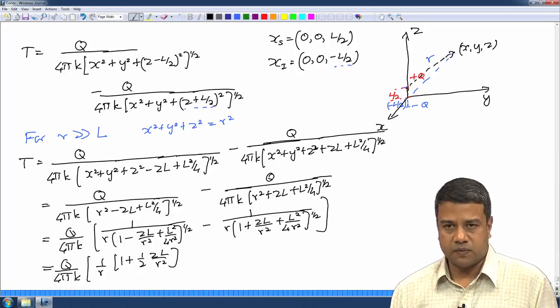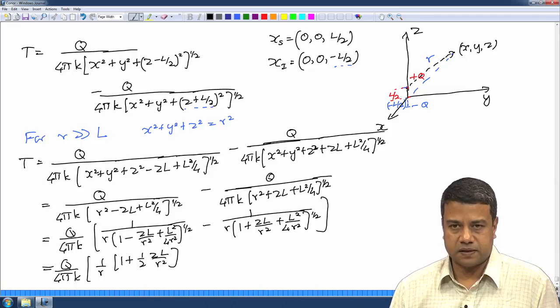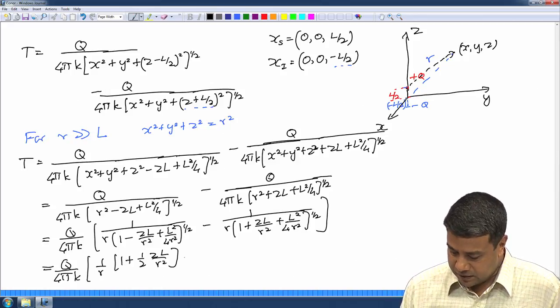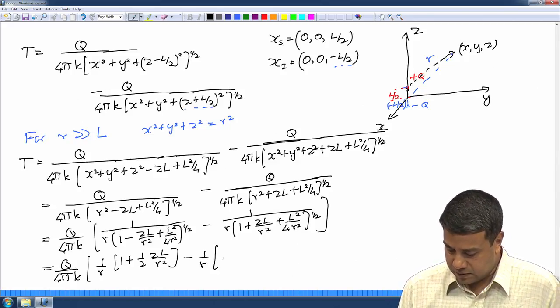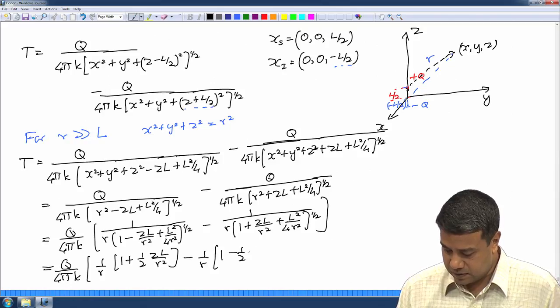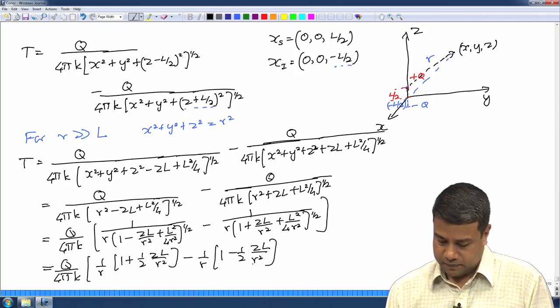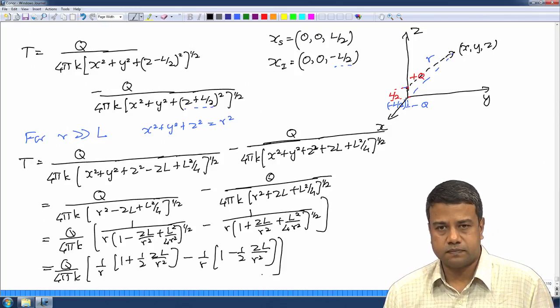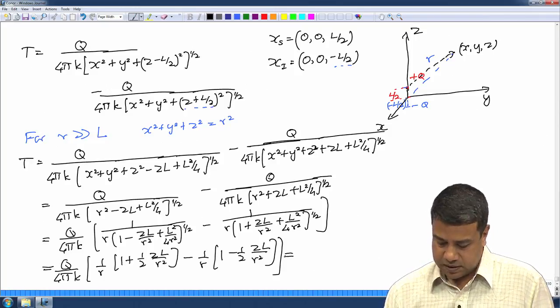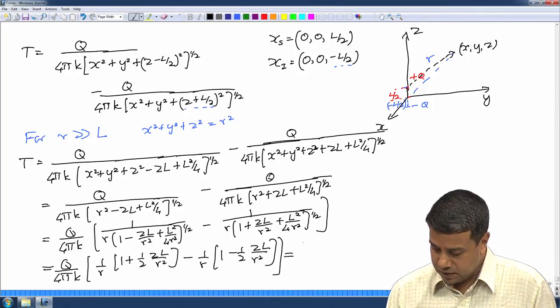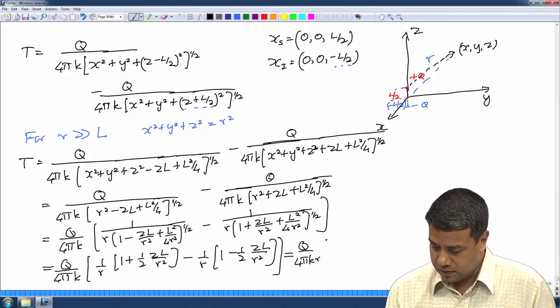1 by 1 minus x to the half, as x goes to 0, is 1 plus half x. Then I have the second term here, which is 1 over r into 1 minus 1 by 2 ZL by r square. So, this is effectively equal to q by 4 pi k r into ZL by r square.